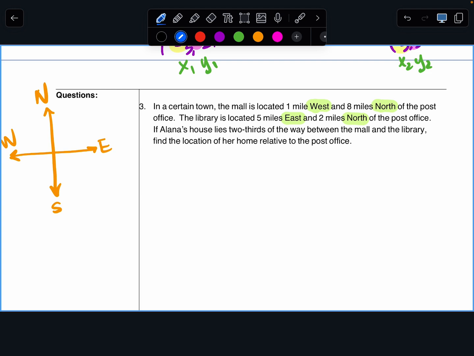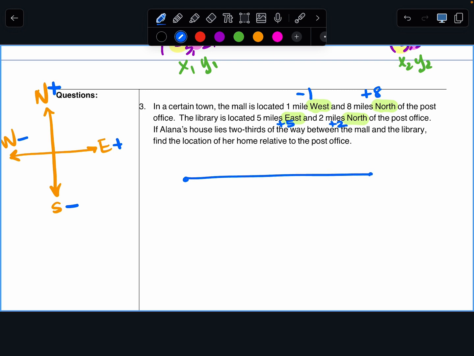So now let's go and put positives and negatives to those things. What is north? Positive or negative? If we're putting this on a coordinate plane, this is positive. So what does that make south? Negative. Which one is positive, west or east? East, which means west is negative. So you just need to remember that so that when we go up here, 1 mile west is what? That's negative 1. 8 miles north, plus 8. 5 miles east, plus 5, 2 miles north, plus 2.